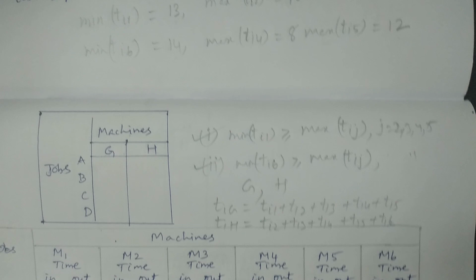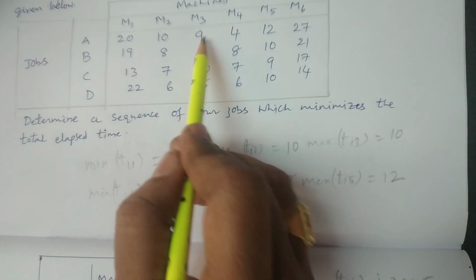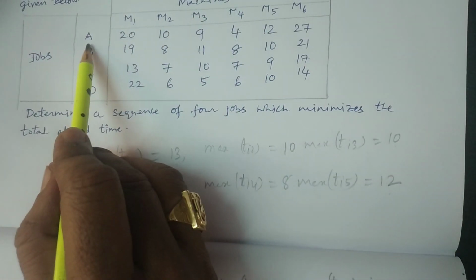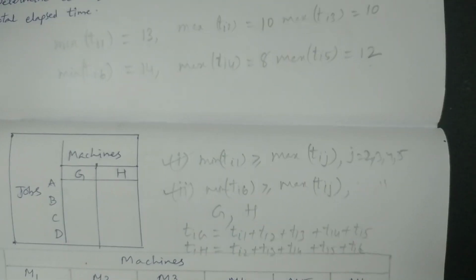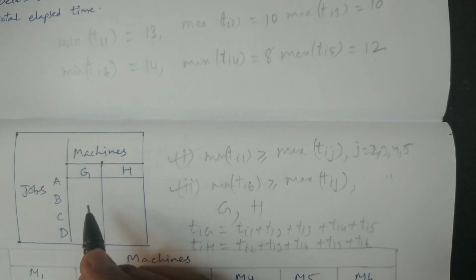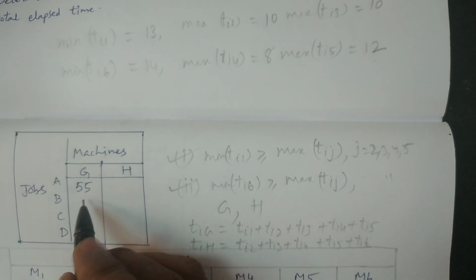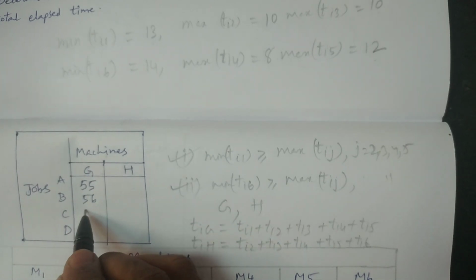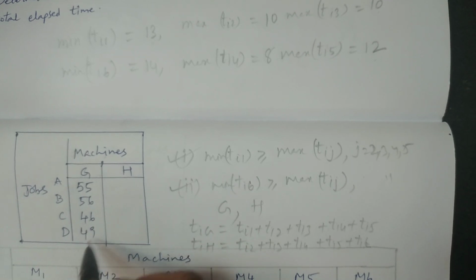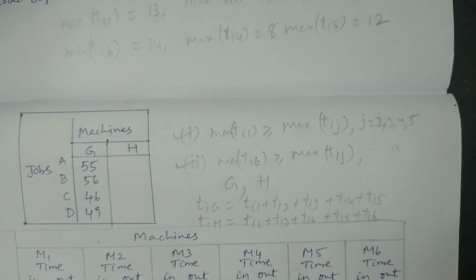So what you have to do is add, like 20 plus 10 plus 9 plus 4 plus 12, that is for job A the processing time for dummy machine G. If you add the values, you will get values like 55, 56, and 46, 49. Hope you understand. Just add the respective processing times of the first machine to the fifth machine, for all jobs.